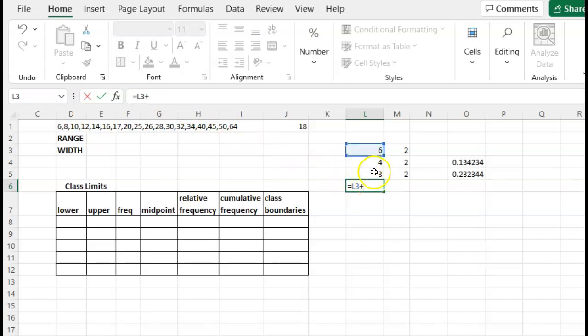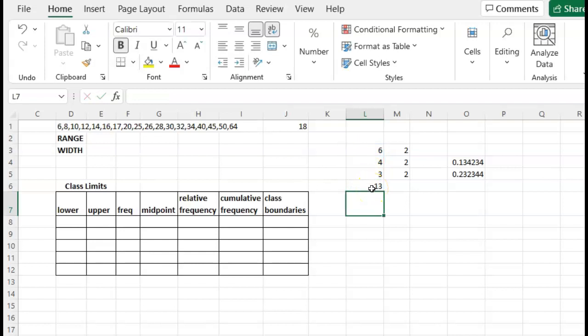Now I'm going to hit the plus sign and I'm going to click on the next cell that I want to add to it. And that happens to be L4, a plus sign again, and I want to add whatever's in L5. So my equation is L3 plus L4 plus L5. That's telling Excel to add whatever is in those cells together. And again, we get the 13. So you look here, you see a 13. You look up here, you see what's in the cell.